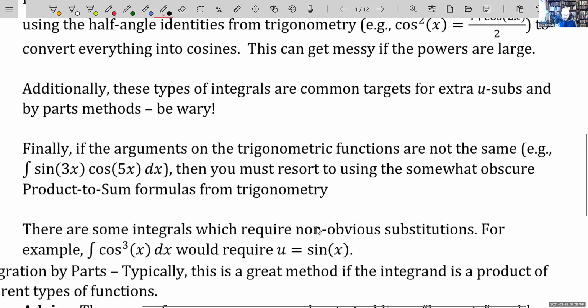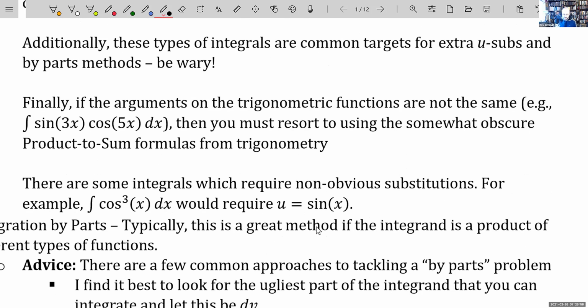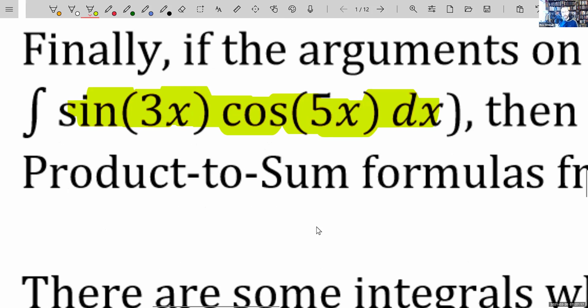Finally, if the arguments in the trig functions are not the same, for example, this stuff right here, where they're different angular speeds, then you must resort to using the somewhat obscure product to sum formulas from trig. I would provide those if necessary on an exam or quiz. These actually make it very easy to work with the functions because it's a simple formula, if I provide it to you, right? It's just that they're very obscure. A lot of people will forget them, myself included.